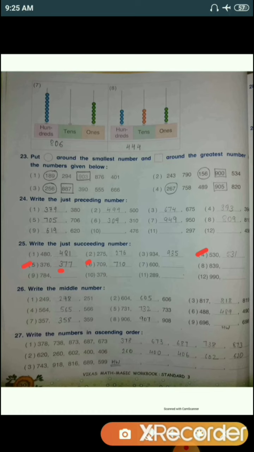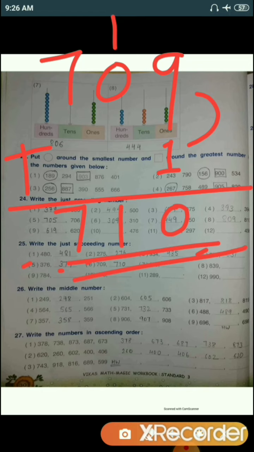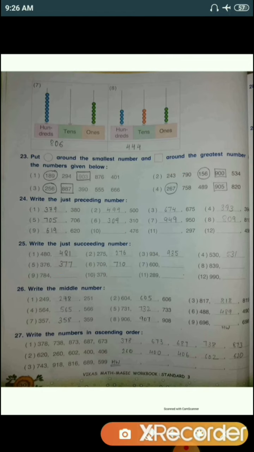Question number 6, 709. Now here we'll solve this one. 709 plus 1. 9 plus 1 is 10. 0 plus 1 is 1. And 7. So the next number of 709 is 710. So with the help of this, you need to solve the other sums.